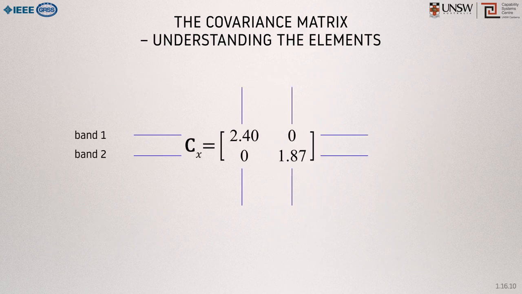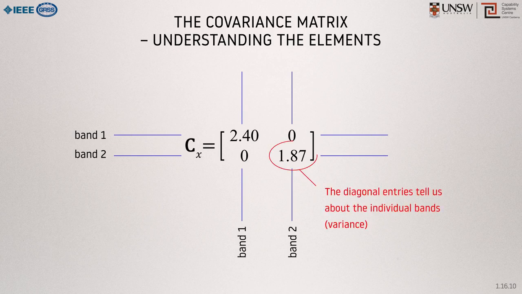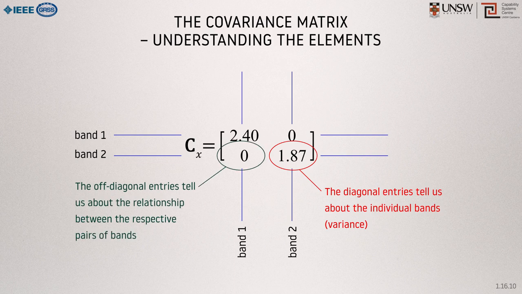This slide shows that the diagonal elements of the covariance matrix and the correlation matrix to follow relate to individual bands, whereas the off-diagonal elements describe the relationship between one band and another. Because of the zeros in this case, there is no relationship between the bands.